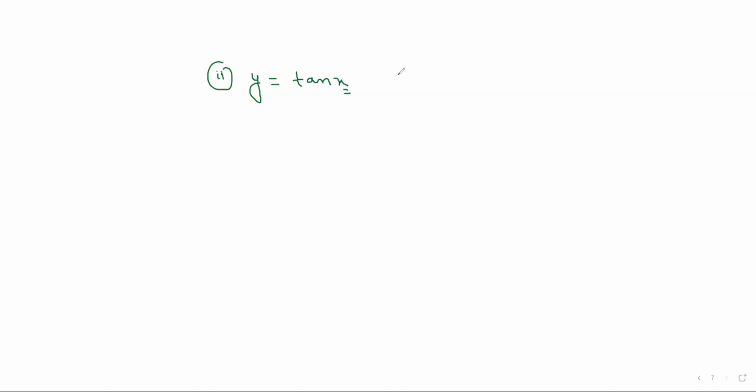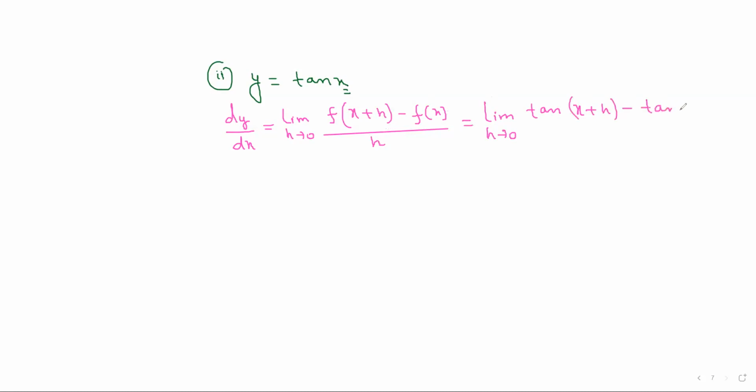Beta, got it or not? Simply dy by dx is equal to limit h tending to 0, f(x plus h) minus f(x) upon h. That is equal to simply limit h tending to 0, tan(x plus h) minus tan x upon h.